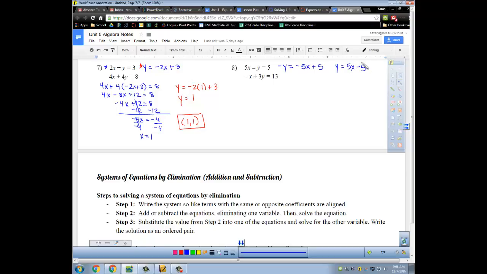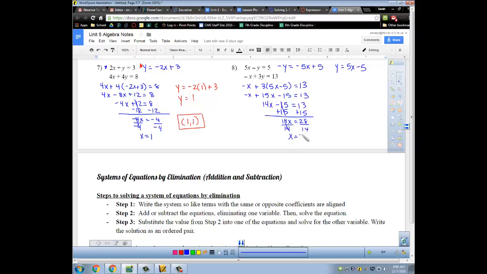So then I'm going to take that and plug it into this second equation. So negative x plus 3 times 5x minus 5 equals 13. Get negative x plus 15x minus 15 equals 13. Negative x plus 15x is going to give me 14x. Add 15 to both sides. Get 14x equals 28. Divide both sides by 14.